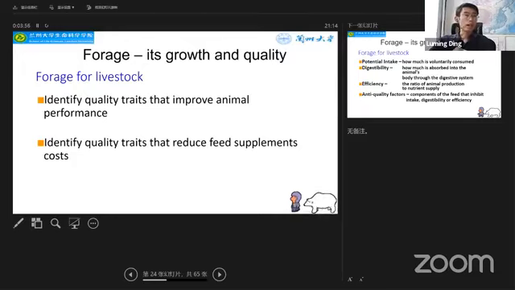Now we move to the second part. It's still the first part. The forage, we know, is used for livestock. So we need to identify quality traits that improve animal performance, and also the traits that reduce feed supplement costs.